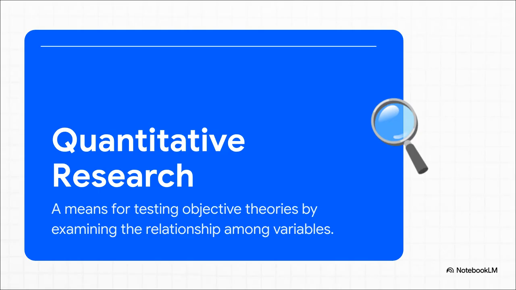And again, the definition here is super precise. This approach tests objective theories by looking at the relationship between variables, which is basically anything you can measure. For example, does the number of hours you study, that's one variable, affect your test score? That's the second variable. It's designed to answer questions just like that. Does X actually influence Y?